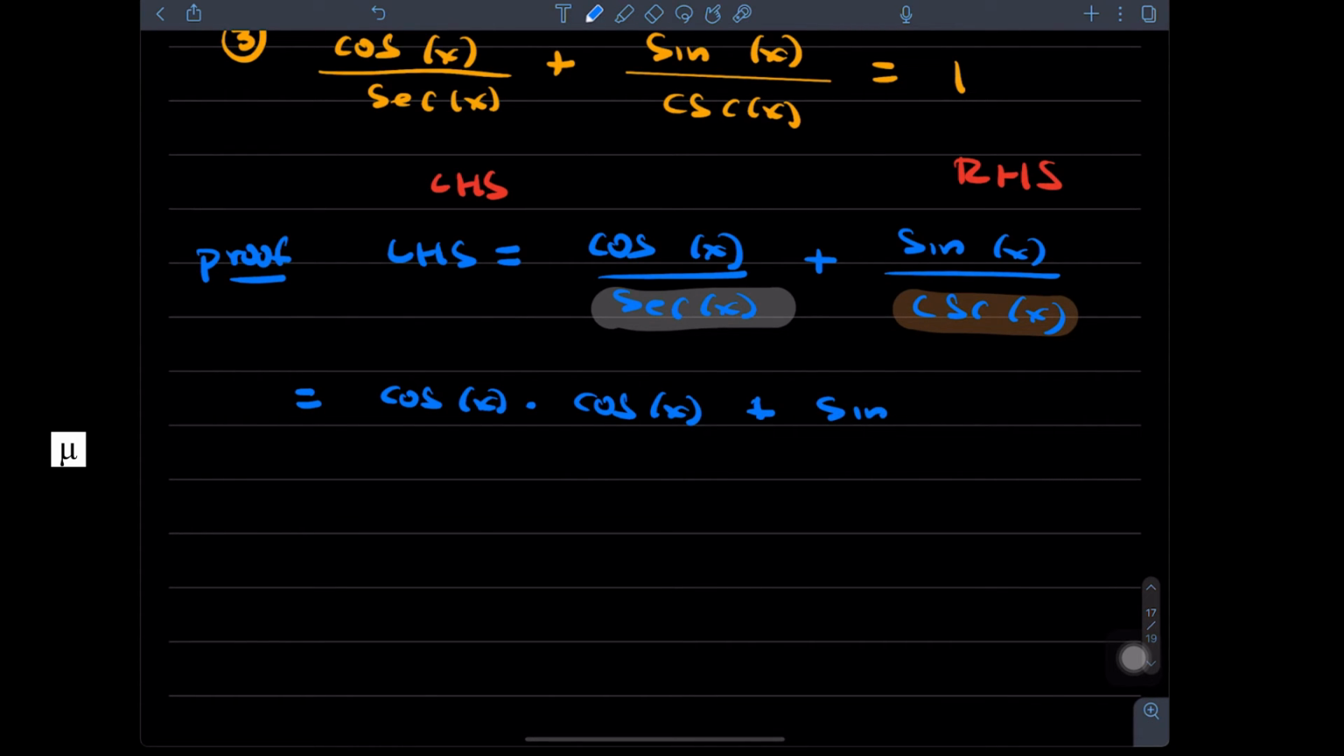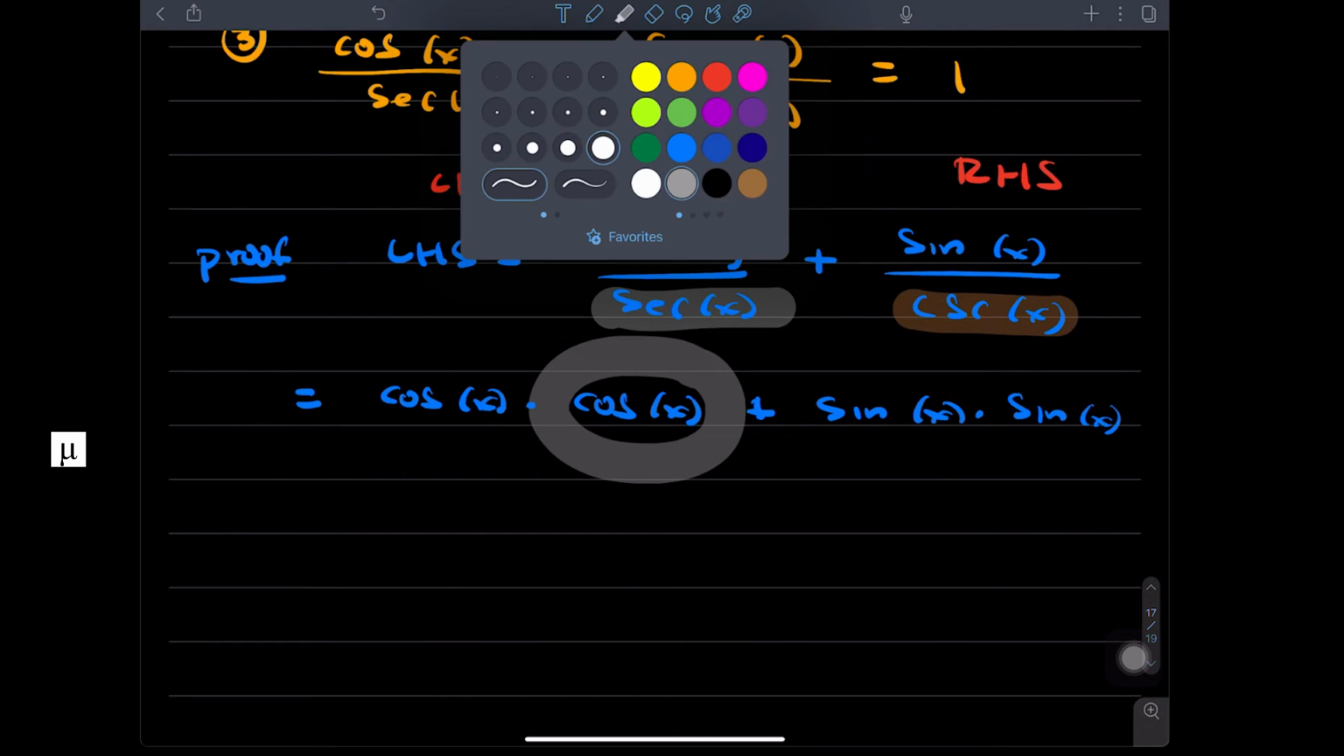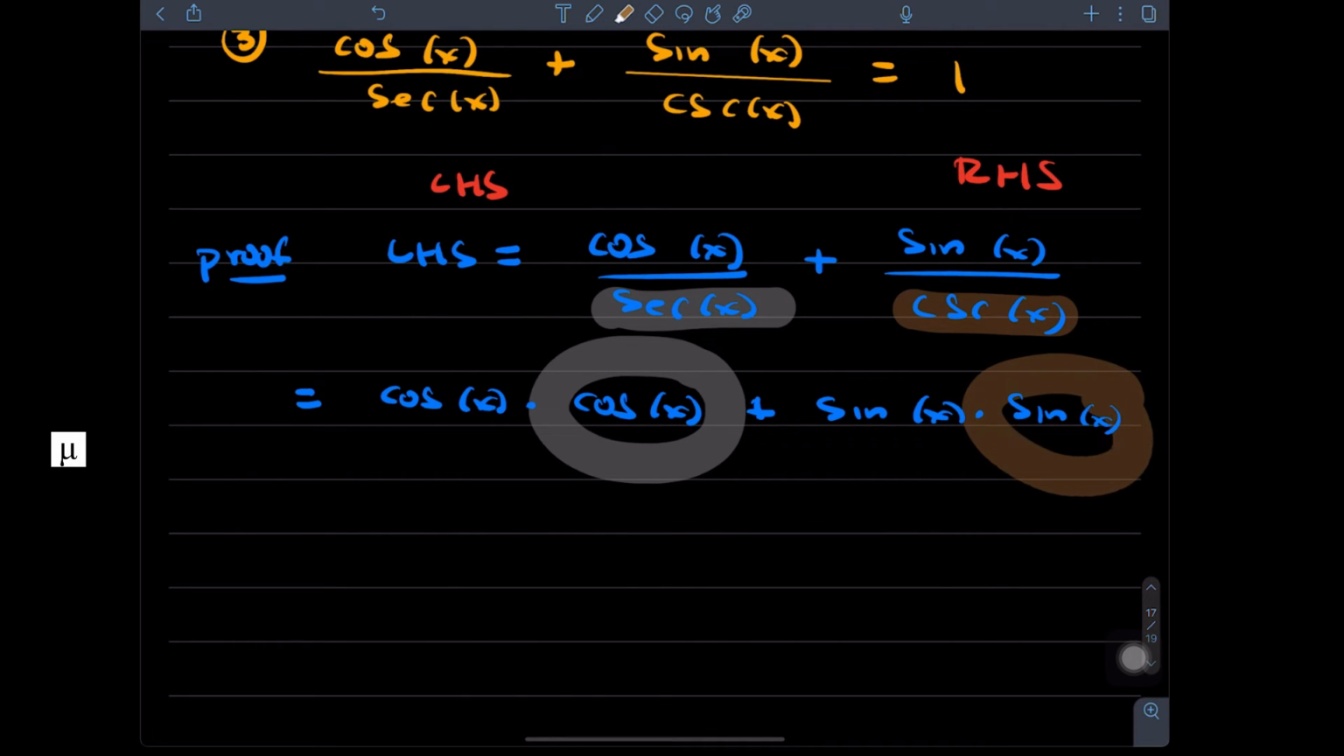Plus sine times sine. Do you guys know what happened? Okay, focus on that. What did I just do? Didn't I use the reciprocal identities? Isn't that the reciprocal identities? If it's in the denominator, you have a secant in the denominator. You say, hey, Mr. Judge, I want to see every detail. That's 1 over cosine. Okay, that's 1 over sine.